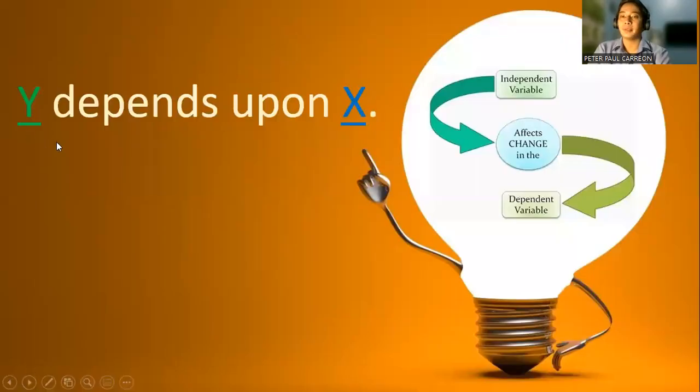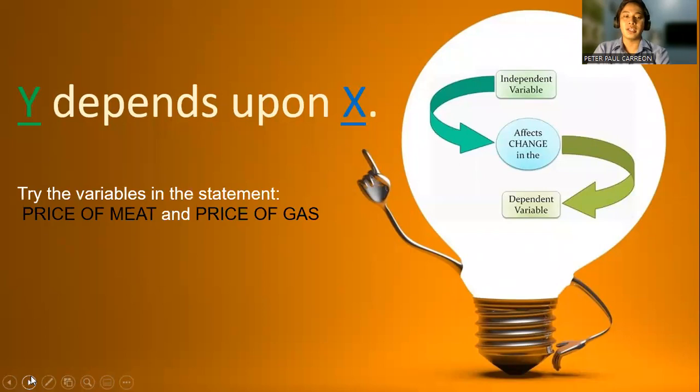Always remember that y depends upon x. The independent variable affects the change in the dependent variable. So the independent is x and the dependent is y. Try identifying the variables in the given statement: price of meat and price of gas. Which is the dependent and which is the independent?